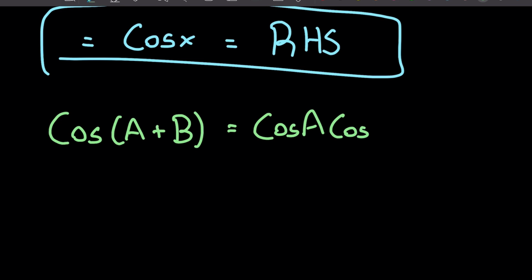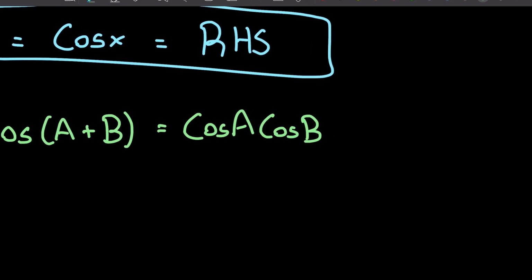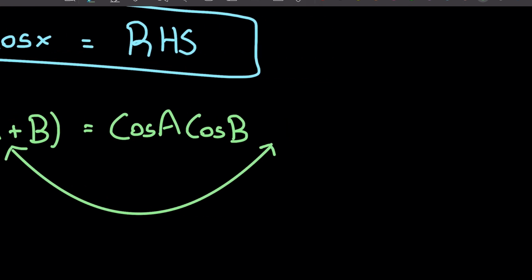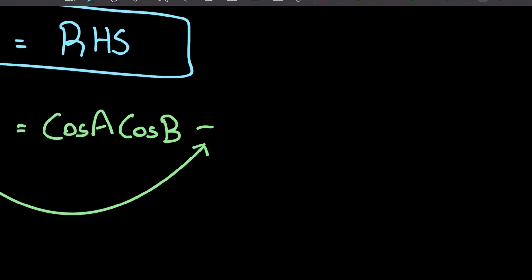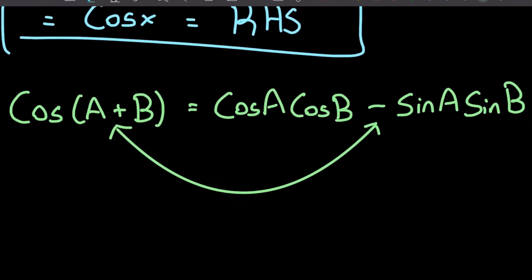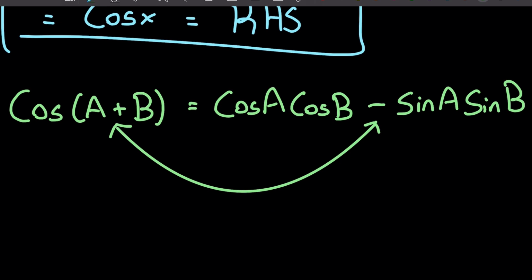and then for cos, remember for sine, the signs are the same, but for cos, the signs are not the same. So instead, it'll be minus. So if you see a plus in cos, it'll be minus sine A sine B. Okay? So that's the key difference between sine and cos. For cos, you'll have both cos terms on one side and both sine terms on the other side.